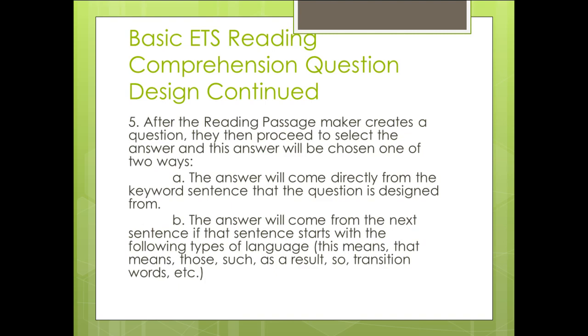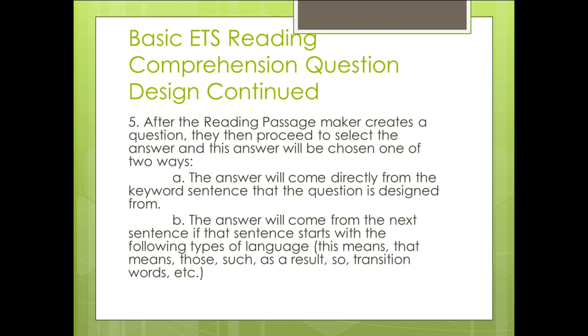And after that, they proceed to select an answer. The answer is either going to come directly from the keyword sentence, or it's going to come from the next sentence. If the next sentence starts off with that kind of magical language, this means, that means, those, such as, as a result, so forth and so on, when you see that language after the keyword sentence, that's where the answer actually is. This is the way they make answers. This is where they get answers from.